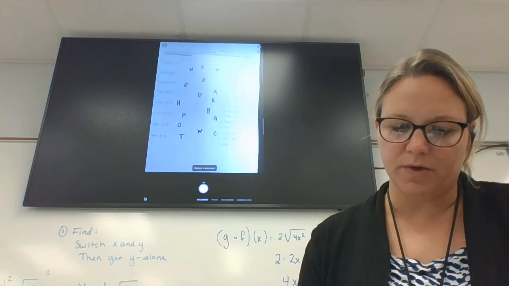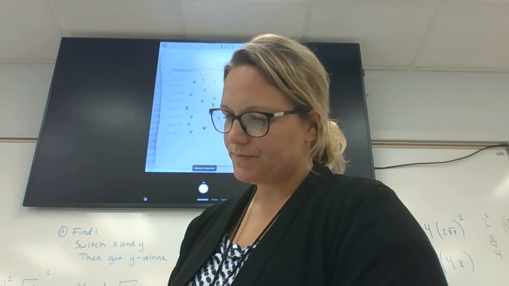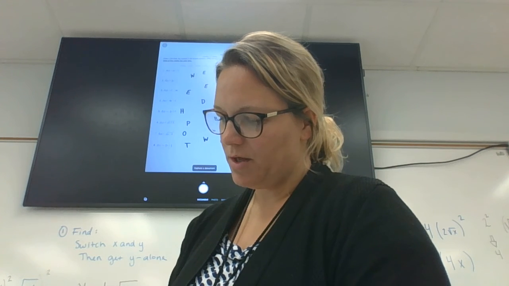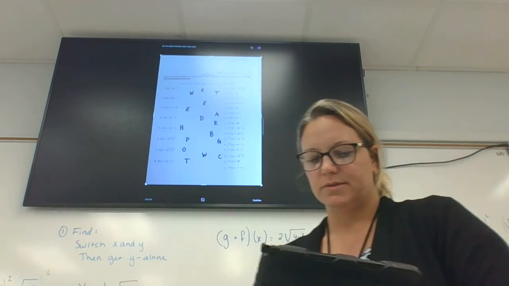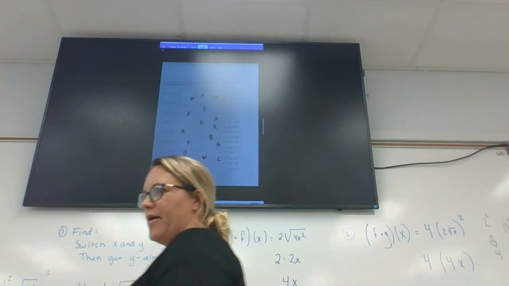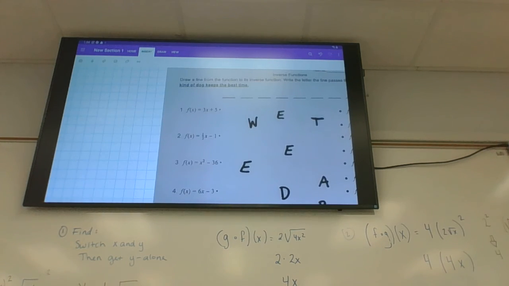You draw a line from the number to the answer. That's how you find the letter. So number 1 on your paper, find the inverse. Alright, so this first one is y equals 3x plus 5.